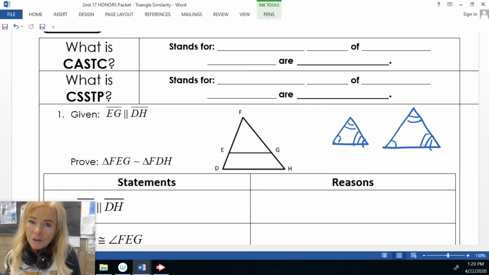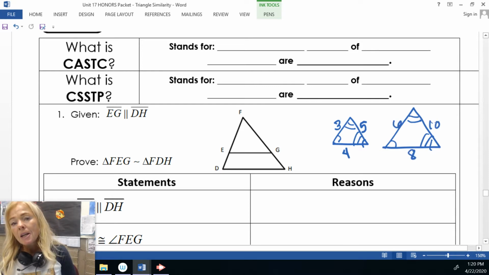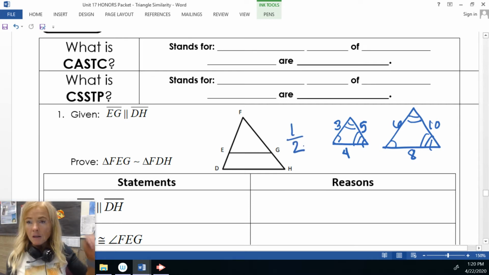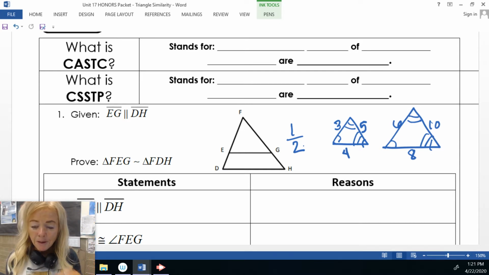The ratio on the sides is the same. If I have 3, 4, and 5, and I have a multiplier of 2, so this side's 6, this side would be 8, and this side would be 10, because I have to make sure that it is 1 to 2, 1/2, as a ratio for all three sides. It just has to be that way. That's how we get similar triangles.